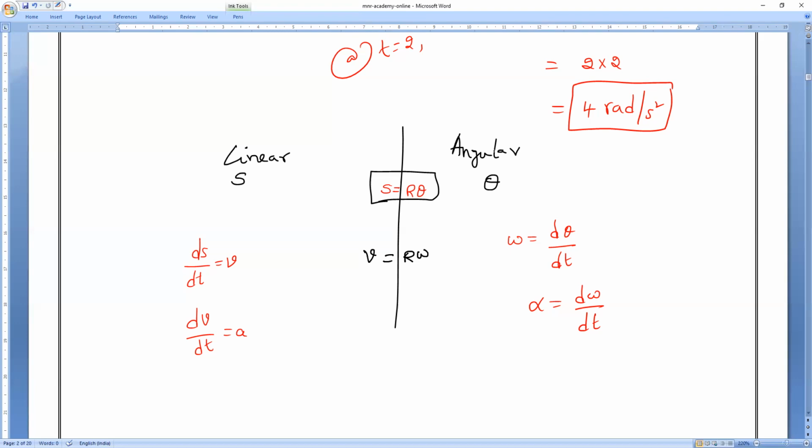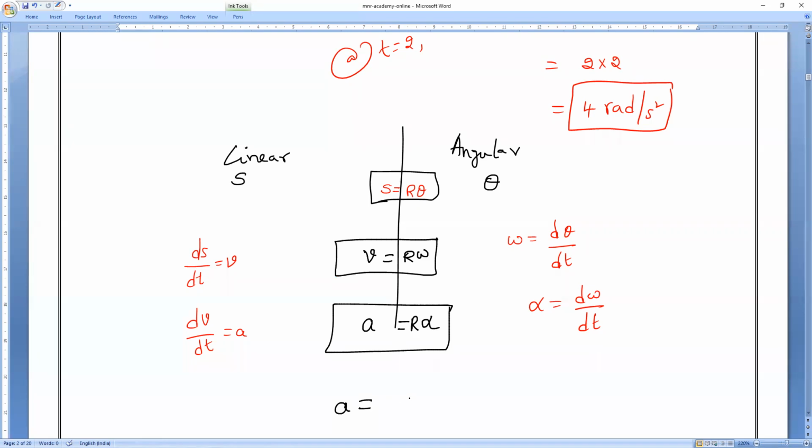In the same way, dv by dt is equal to acceleration. So from that I can say acceleration is equal to r into angular acceleration. Clear? This is very, very important. So linear acceleration a is equal to radius into angular acceleration.